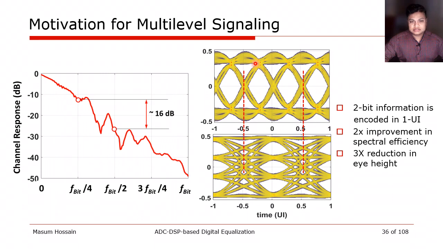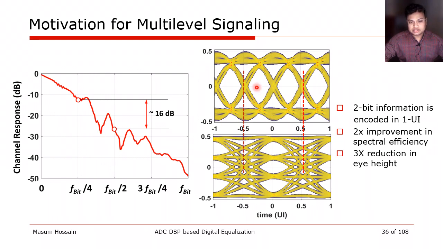Since in an NRZ case, I have only 2 levels, therefore only 1 bit can be sent. The only way to improve the speed is to shrink this UI. And that's when we move towards higher frequency, where we have to deal with channel loss and discontinuity.